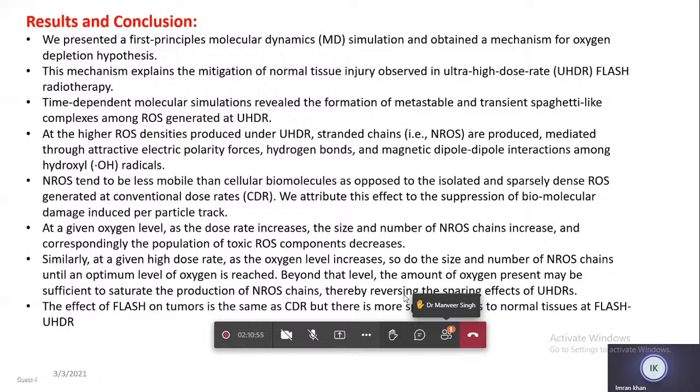Hello, Dr. Sunil, Imran. Am I audible? Yes, go ahead. Okay. My question is to Dr. Ramin. First of all, thank you, Dr. Ramin, for delivering an impressive talk. Myself, Dr. Manveer, and my question is: which technique is used during radiation therapy to measure the exposure radiation dose, especially in proton therapy, which you discussed in your impressive talk?